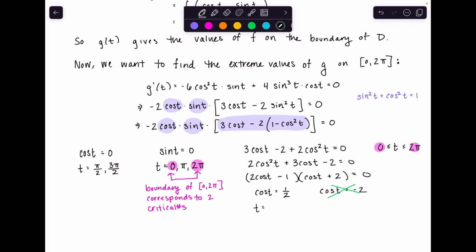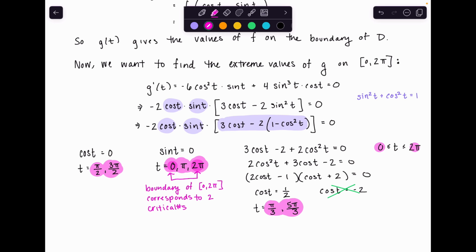And then for this one, that would happen at 60-degree angles, so pi over 3. Cosine is positive in quadrant 1, so pi over 3 is a possibility. And then the other place it's positive is in quadrant 4, and that angle would be 5 pi over 3. Right. So my boundary ended up giving me 1, 2, 3, 4, 5, 6, 7 possible extreme values.